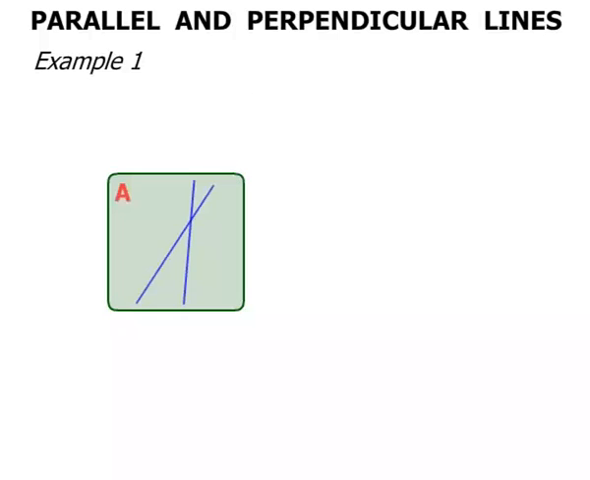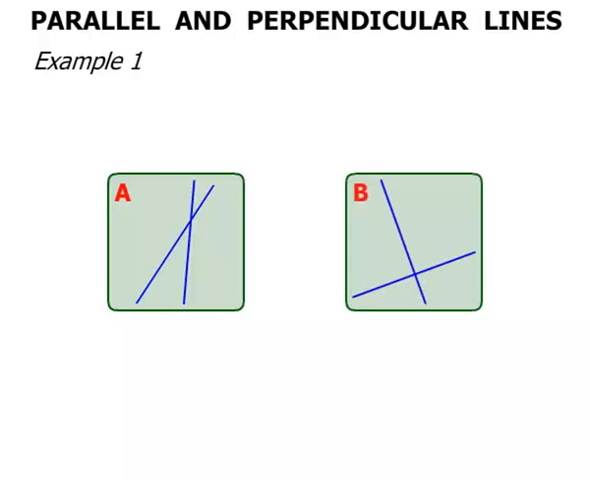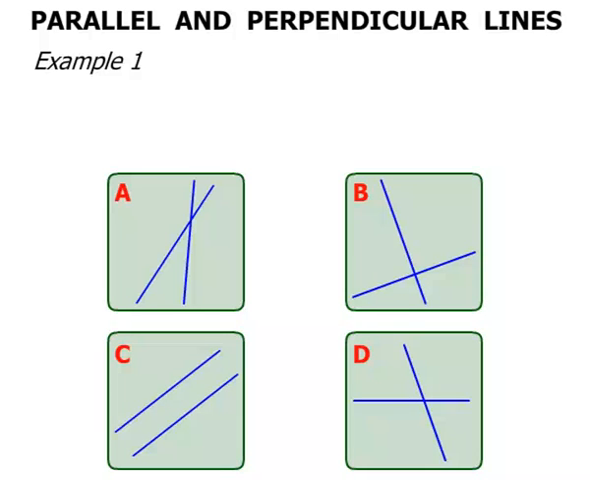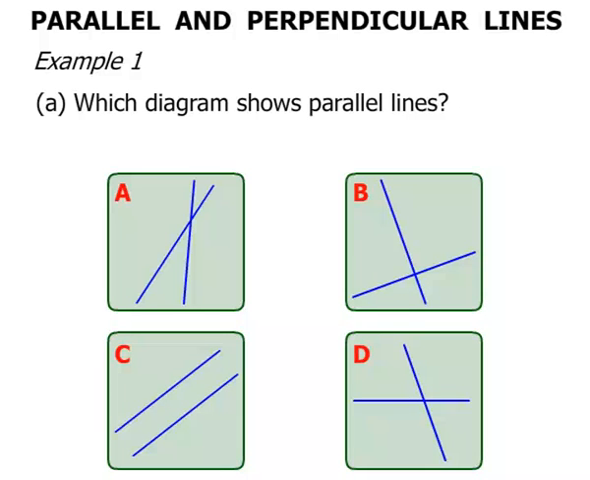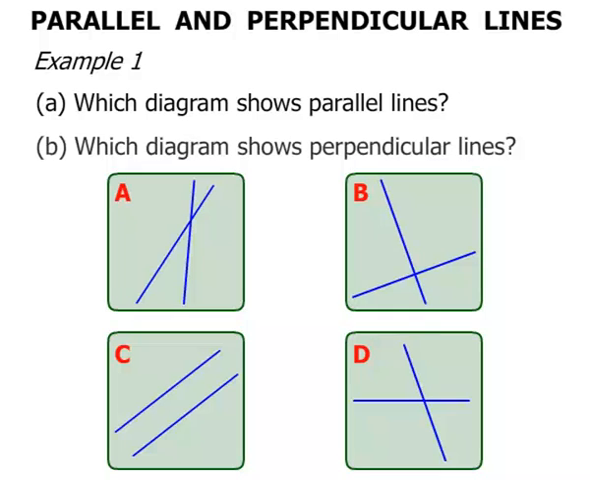Example 1. We've got 1, 2, 3, 4 diagrams. We're asked which diagram shows parallel lines and which diagram shows perpendicular lines. Let's do the first one, the parallel lines. Let's go through each one. Diagram A, well, they're actually meeting. There's no way they're parallel. Okay, those two lines are crossing each other as well. They're not parallel. Now, this one here, yes, they do look parallel, don't they? So C, diagram C shows parallel lines. Now what about D? Well, certainly not.